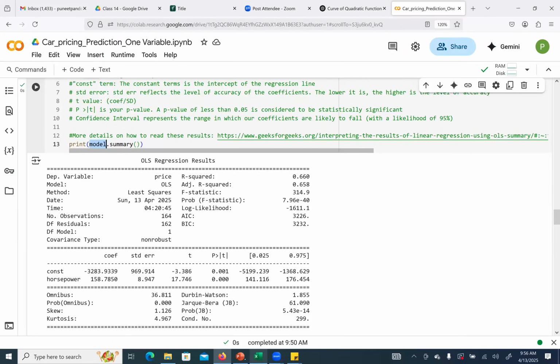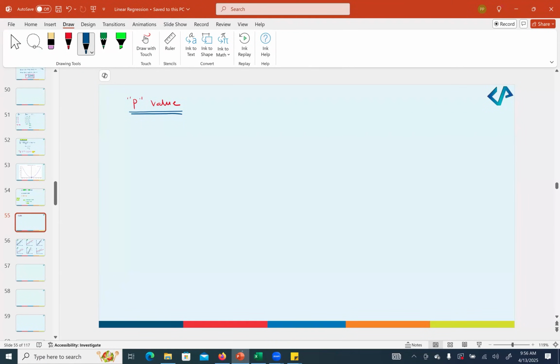Okay, for this p-value that you see over here, the null hypothesis is that the coefficient of the variable is 0. And our alternate hypothesis is the opposite of this: the coefficient of the variable is non-zero.